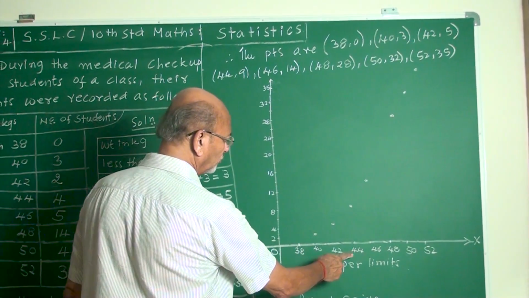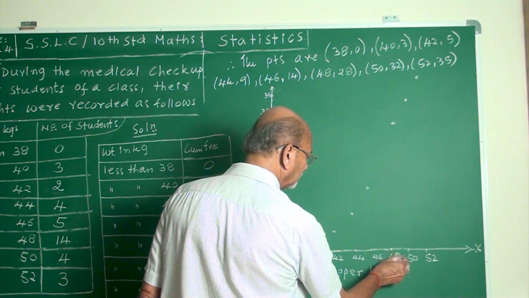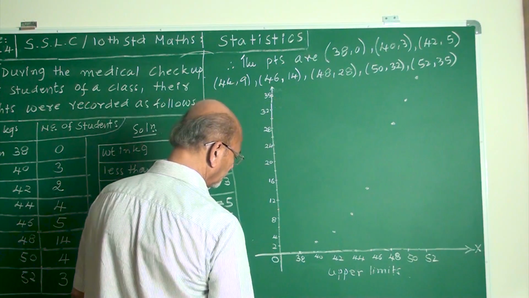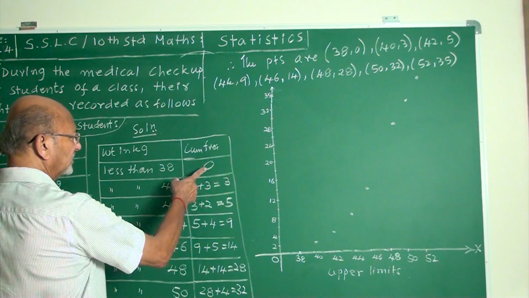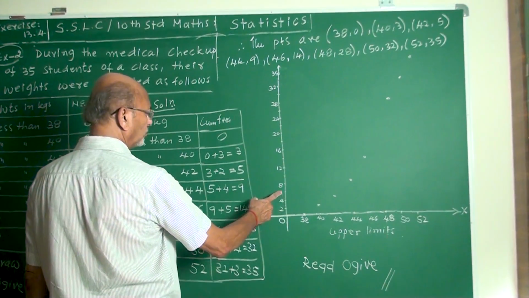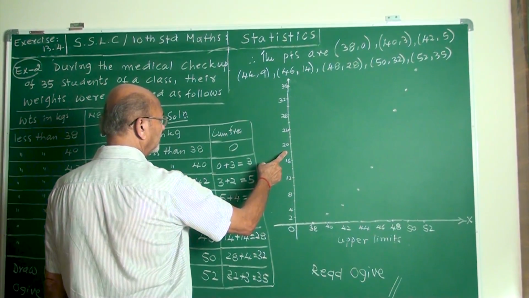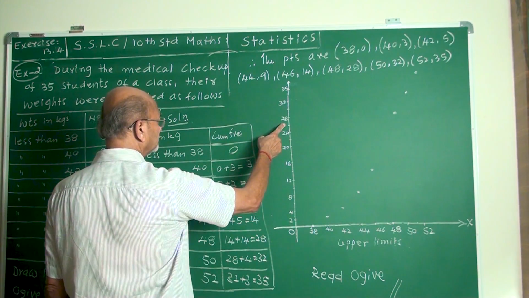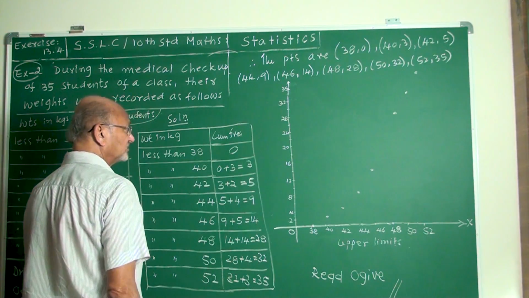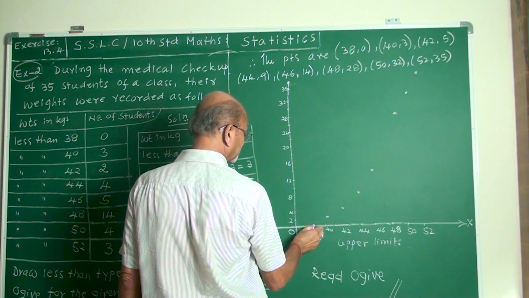38, 40, 42, 44, 46, 48, 50, 52. Then, my friends, along the y-axis from 0 to 35, go 2, 4, 6, 8, 10, 12, 14, 16, 18, 20, 22, 24, 26, 28, 30, 32, 34, 35. Yes, what is the first point? X coordinate is 38, y coordinate is 0, it is on the x-axis.